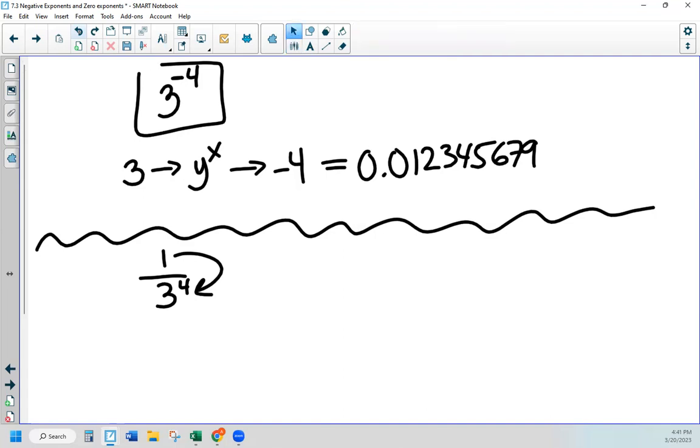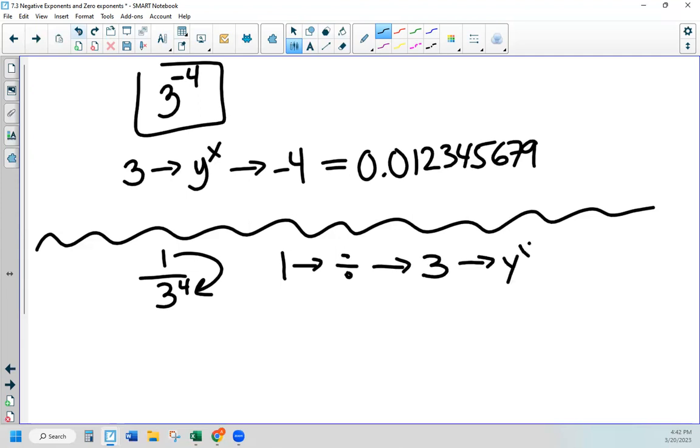Now, the way that I can prove this to you is if you grab your calculator and do 1 divided by 3 to the 4th power. So in your calculator, you type 1, then divide by, and then 3 to the 4th power, positive 4 this time. So 1 divided by 3 to the 4th power. And look at your calculator. You will get the same exact thing as this.